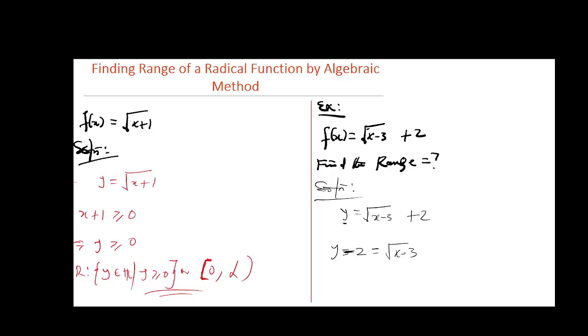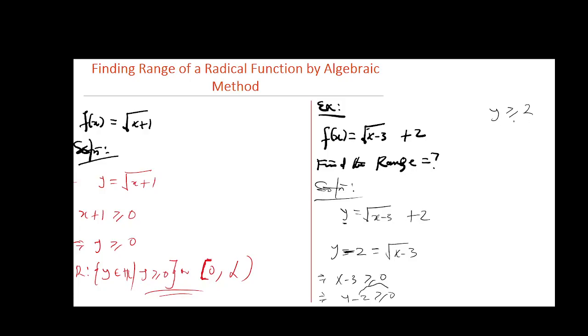Now if we apply the restriction, that is because x minus 3 must be greater than or equal to 0, which means that y minus 2 must be greater than or equal to 0. If that is the case, let's look for the value of y. Y now will be greater than or equal to 2, because negative 2 crosses over the inequality sign, it becomes positive.